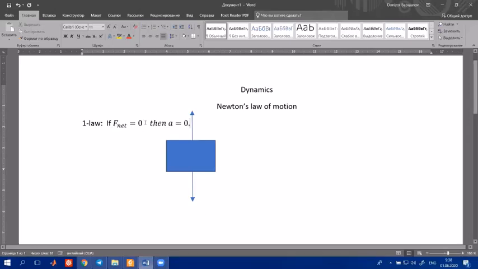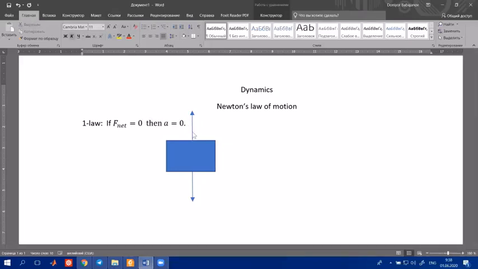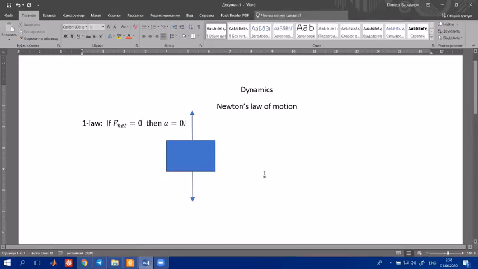And according to Newton's first law, if the net force is equal to 0, then acceleration is 0. So you have no acceleration. You have no motion. You were stationary at the beginning, you remain stationary.